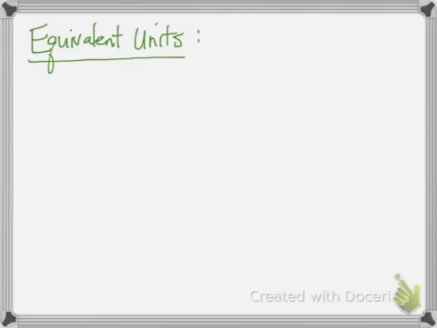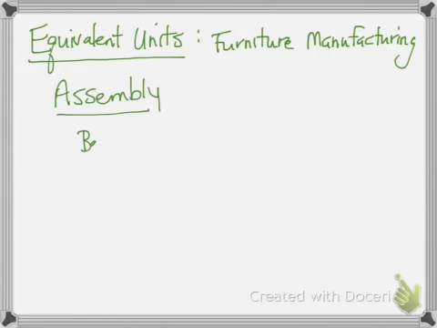Alright, I'm going to start a tutorial on equivalent unit computation. I think this might help some of you. Let's assume that we've got a furniture manufacturer and it's a process costing environment, and there are two departments. First the assembly department and then the finishing department. We're going to start with the assembly department first, since that's the first process in the manufacturing company.